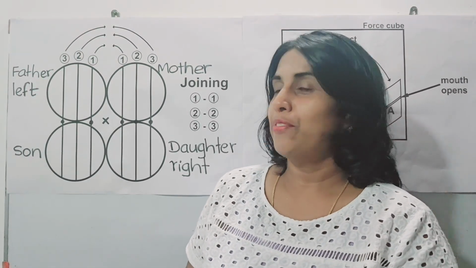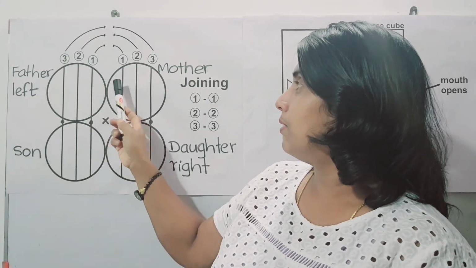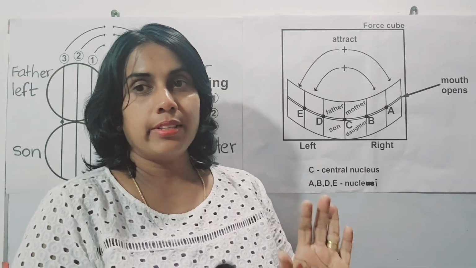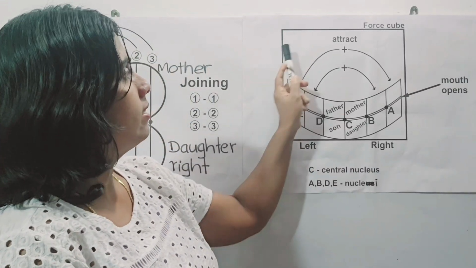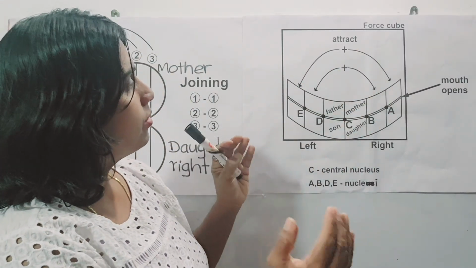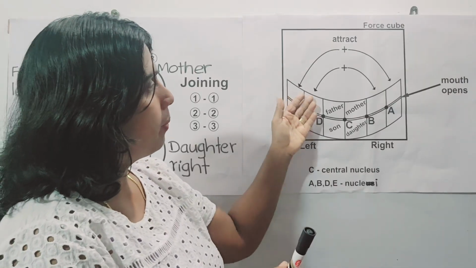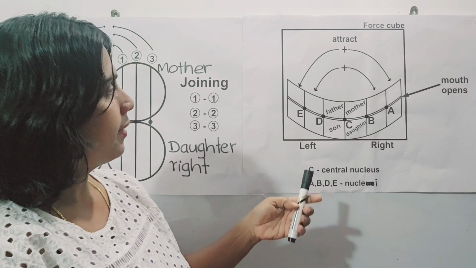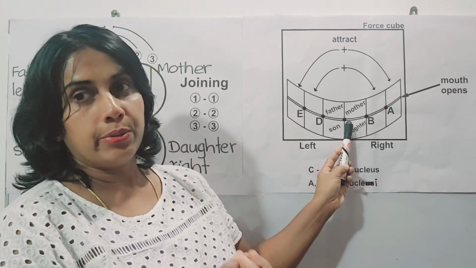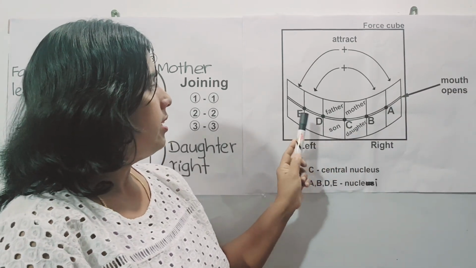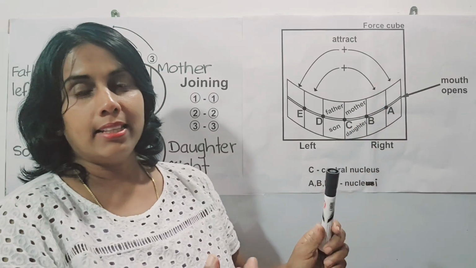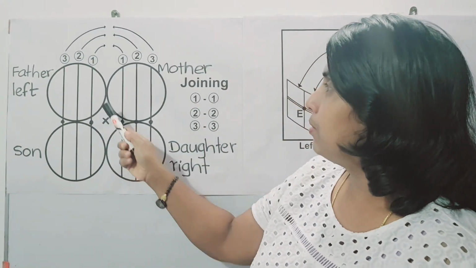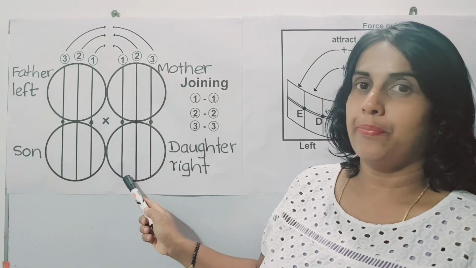Due to the polarity of the force cube, these vertical lines attract, and the 4-teeth structure is within the force cube. Now you can see that due to the attraction, the top and bottom sets of teeth are curved, and C is the central nucleus. E, D, B and A are the other nuclei created due to these vertical separations.